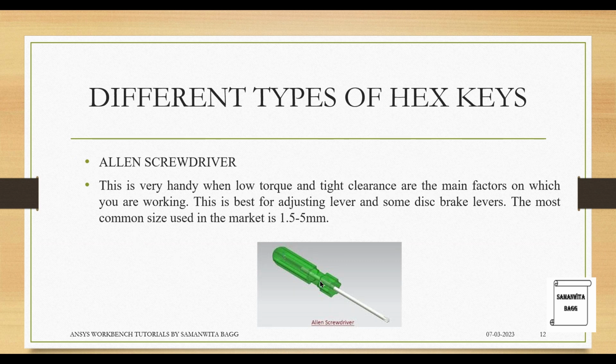Allen screwdriver, this is something you must have seen. This is very commonly available in the market these days. This is very handy when low torque and tight clearance are the main factors on which you are working. This is best for adjusting lever and some disc brake levers. The most common size used in the market is 1.5 to 5 mm of this screwdriver.